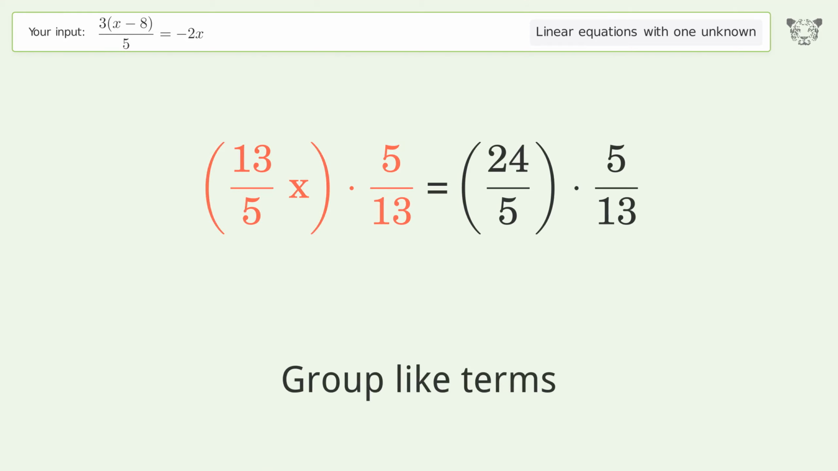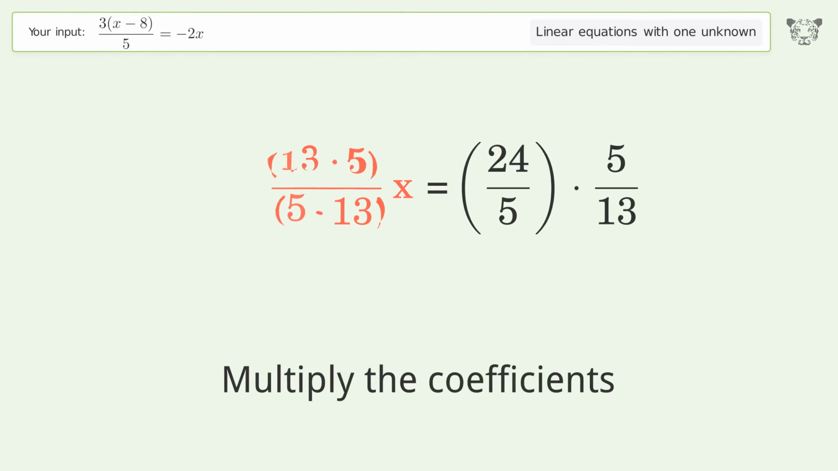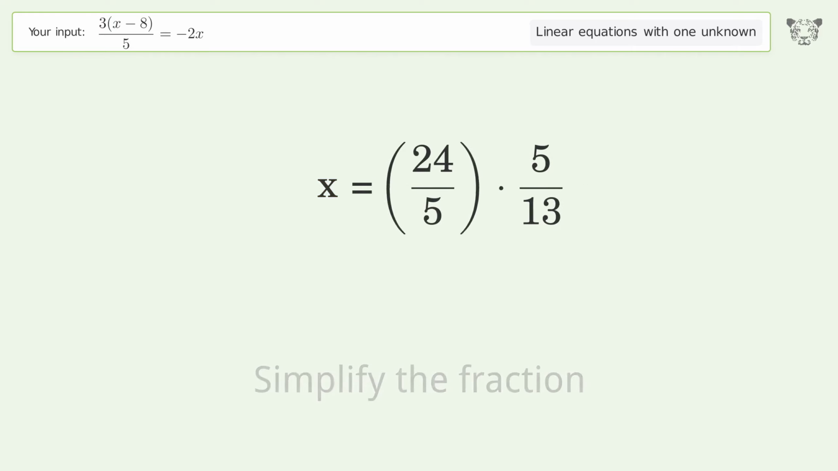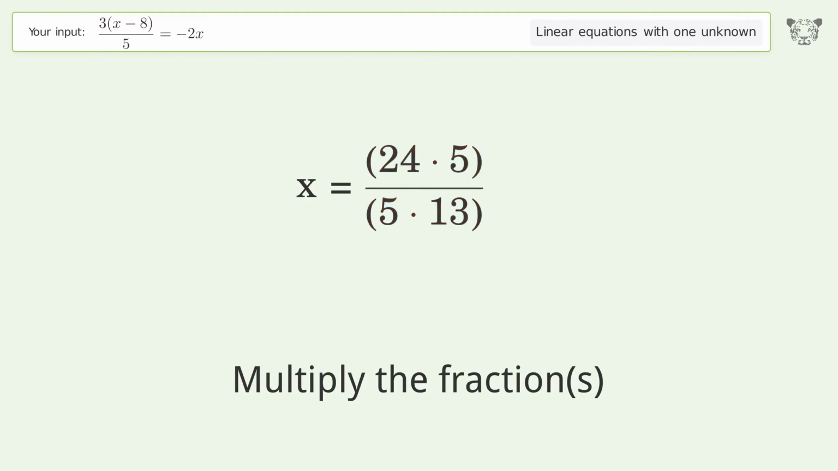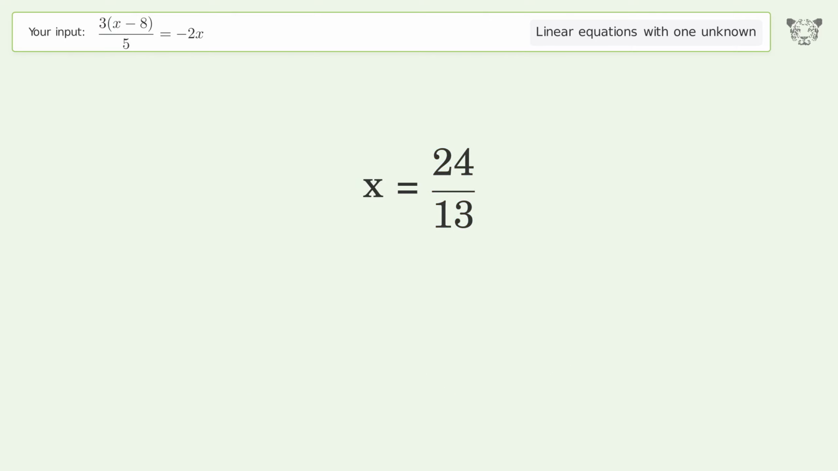Group like terms. Multiply the coefficients. Simplify the fraction. Multiply the fractions. Simplify the arithmetic. And so the final result is x equals 24/13.